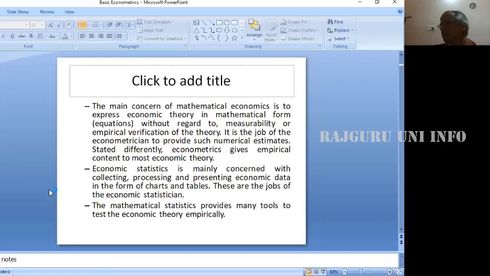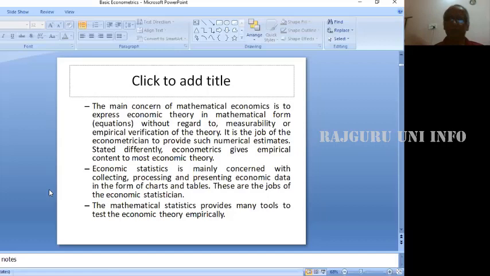So what we do in econometrics, right? We build mathematical models. We explain the nature of the relationship in the form of an econometric model, or what is called a mathematical model. I hypothesize a relationship between dividend and profitability. So I put across that dividend, which is nothing but a dependent variable, y, depends on an independent variable, profitability, called the x variable. So y is a function of x. So that is what econometrics is all about. Econometrics gives empirical content to most economic theory.